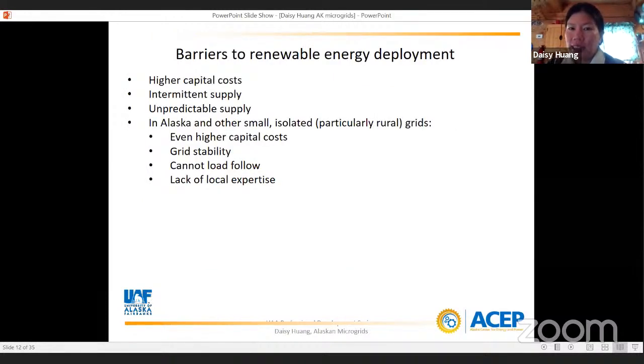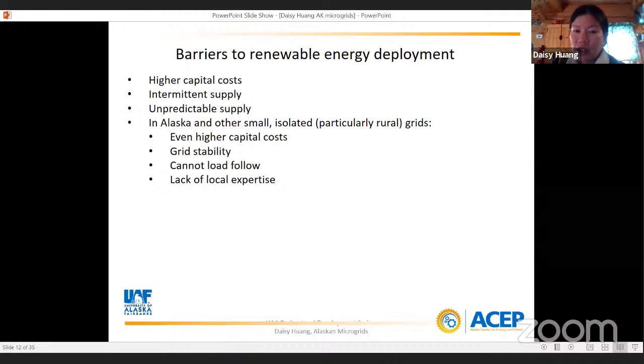So why is it only 2 percentage points a year, and why is it still only 11%? There is a higher initial capital cost. And then the second two are actually the big ones. You just can't go too high a percentage when your renewable is intermittent and unpredictable. In Alaska, those impacts are amplified. We have even higher capital costs. The grid stability is an even bigger issue.